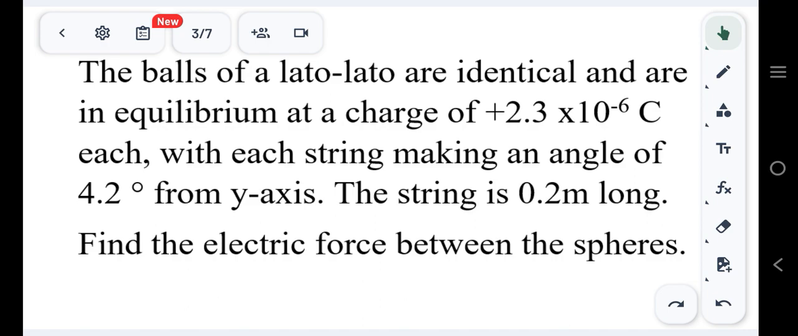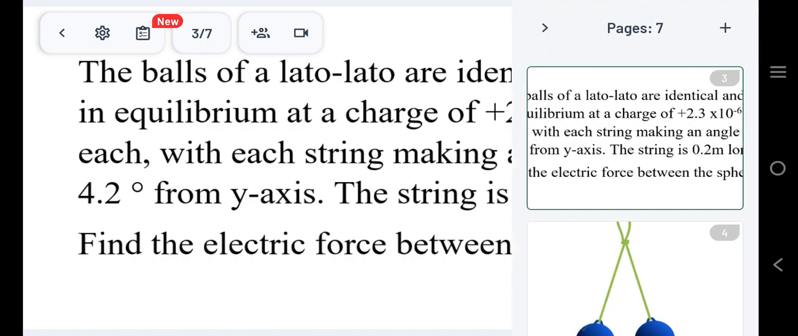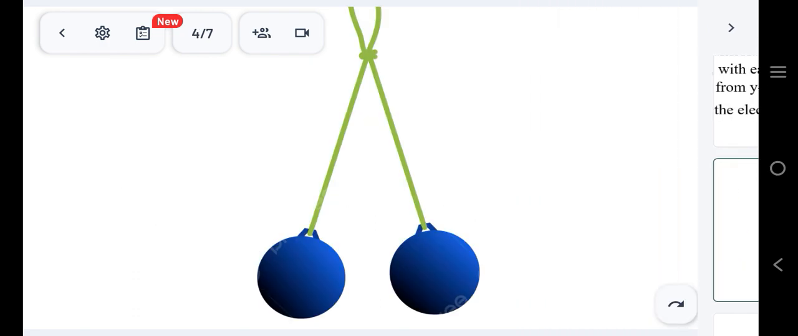We have here the problem: the balls of a lato-lato are identical. The two balls of the lato-lato are identical and are in equilibrium at a charge of 2.3 times 10 raised to negative 6 coulomb each, with each string making an angle of 4.2 degrees from the y-axis. The string is 0.2 meters long. Find the electric force between the spheres, or between the balls of the lato-lato.